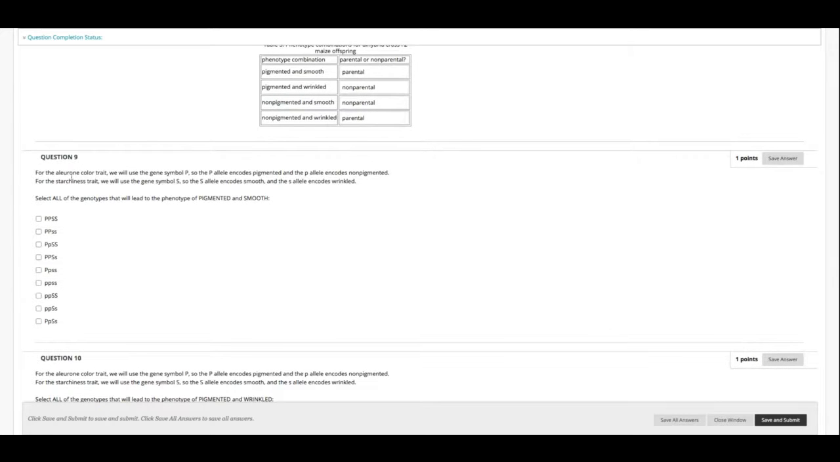For the aleurone color trait, we will use gene symbol P. So the big P allele encodes pigmented, and the little p allele encodes non-pigmented. For the starchiness trait, we will use gene symbol S. So the big S allele encodes smooth, and the little s allele encodes wrinkled. Select all the genotypes that will lead to the phenotype pigmented and smooth.